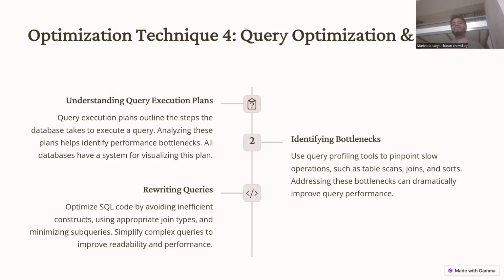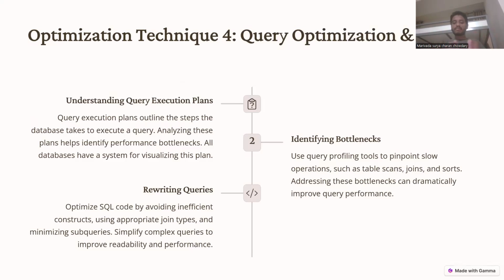First, we have to understand the query execution plan. A query execution plan is simply the steps taken by the database to execute the query. Analyzing the plans, first we have to analyze the steps taken by the database to execute a query. Then with these plans, we have to identify the performance bottlenecks. Once we identify the performance bottlenecks, we use query profiling tools to pinpoint slow operations such as table scans, joins, and such. Addressing these bottlenecks can drastically improve our query performance.